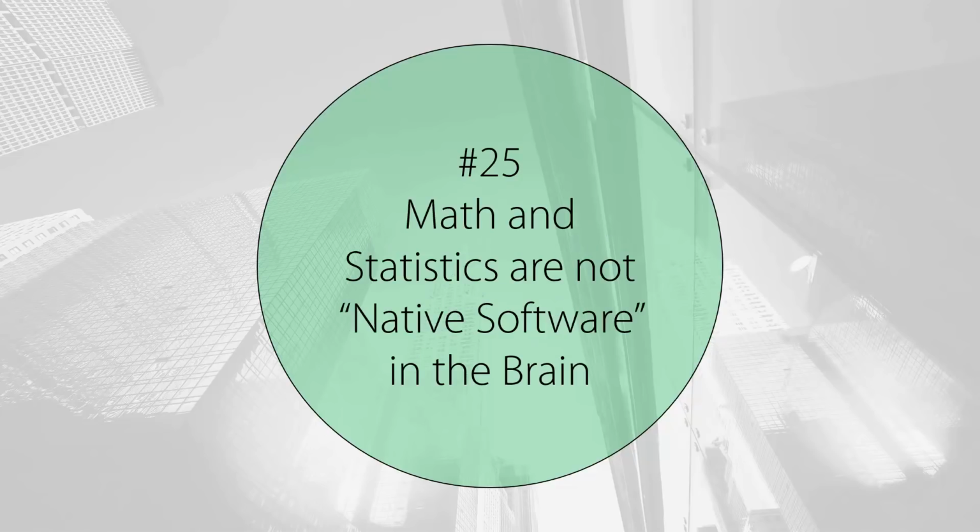Tip number 25. Math and statistics are not native software in the human brain. To trade effectively, traders need to understand a few mathematical and statistical realities that are counterintuitive to us. That happens because we evolved over thousands of years for purposes that didn't include forex trading. However, by the simple recognition of these mathematical and statistical realities, traders can tune their brains to walk in the correct lane.